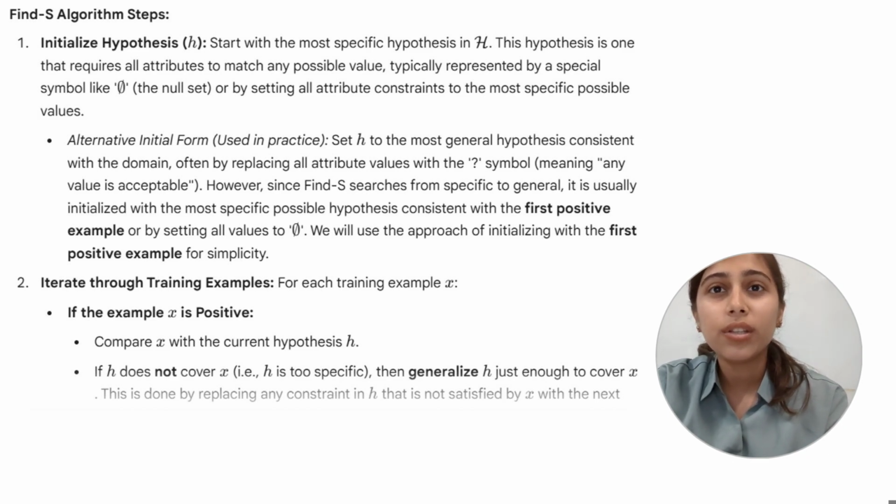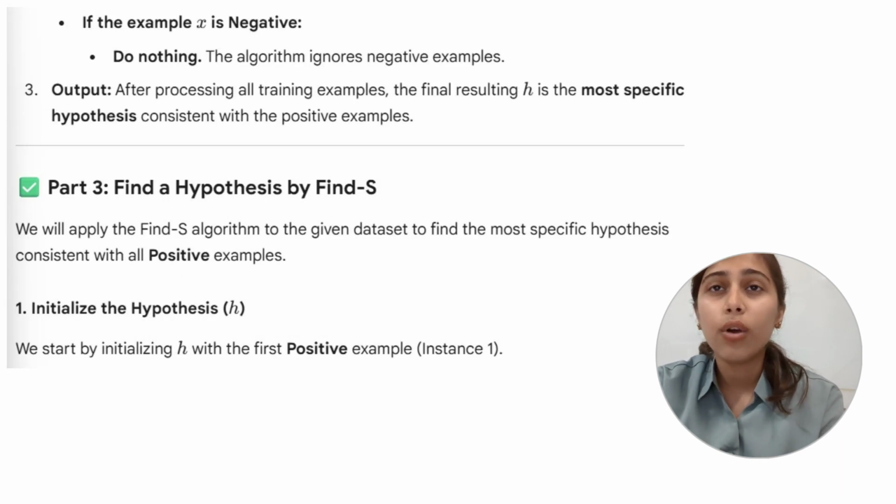The second step is to iterate through the training examples. For each training example X, if the example X is positive, compare X with the current hypothesis H. If H does not cover X, H is too specific, so generalize H just enough to cover X. This is done by replacing any constant in H that is not satisfied by X with the next more general constraint. Now, if the example X is negative, do nothing. The algorithm ignores negative examples.